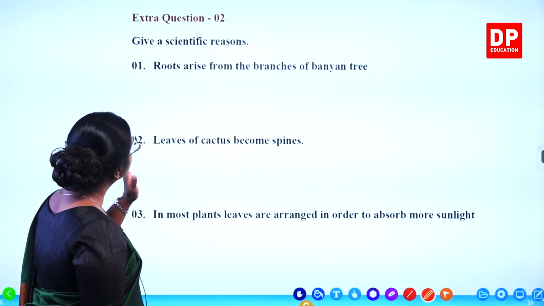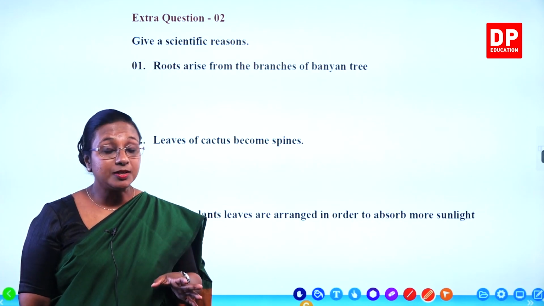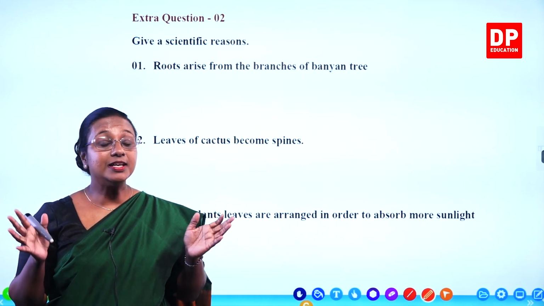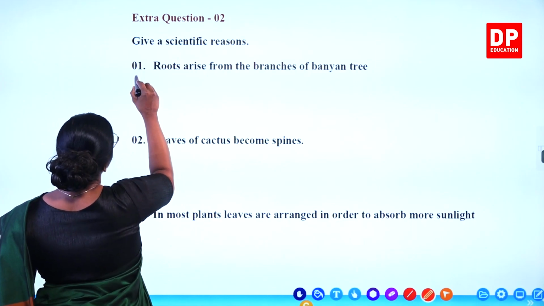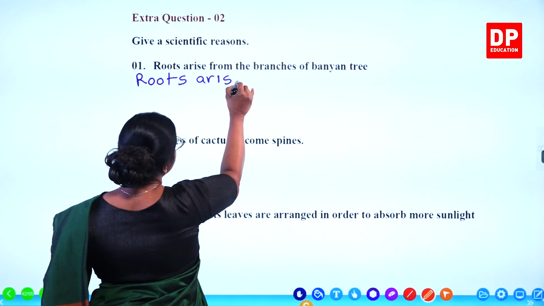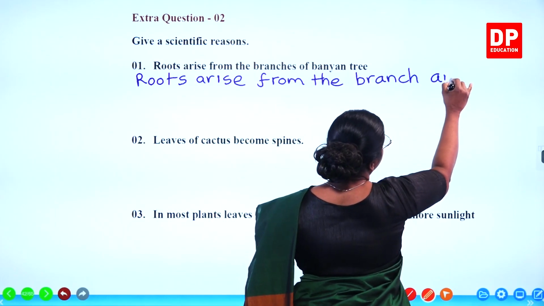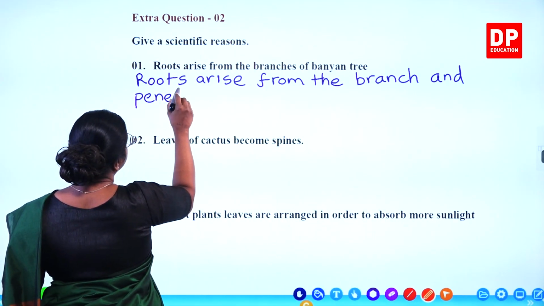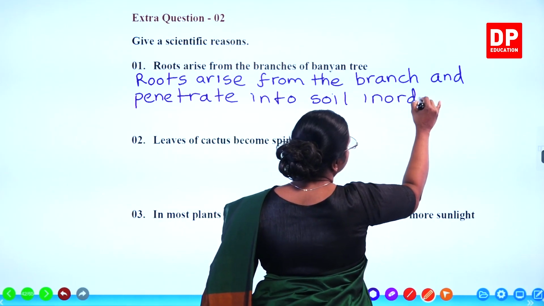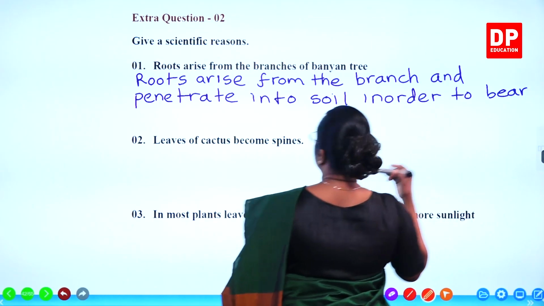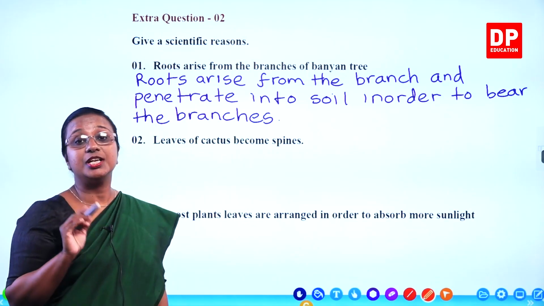So, the first one, roots arise from the branches of banyan tree. So, what is the scientific reason there? What are those roots called? Those are the prop roots. And why do they arise from the branches? To bear the weight of the branch by rooting into the soil. So that is what you have to write here. So you can say, roots arise from the branch and penetrate into soil in order to bear the branches. So you have to mention the reason there.